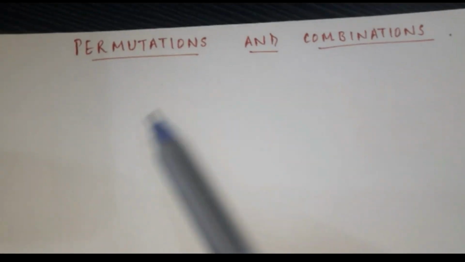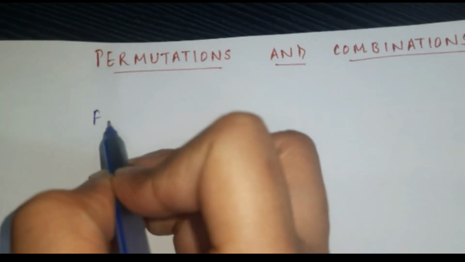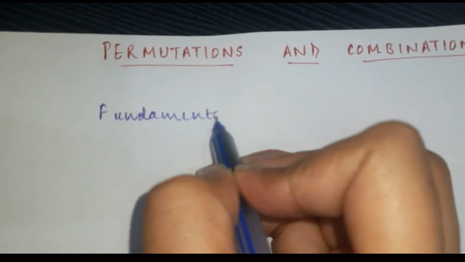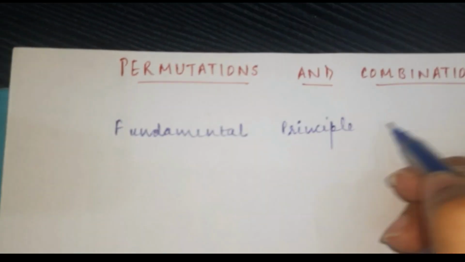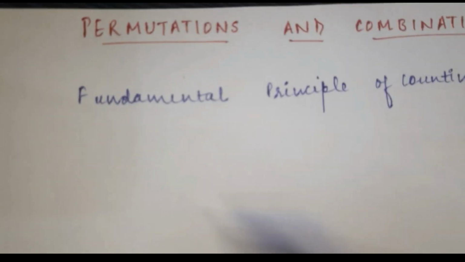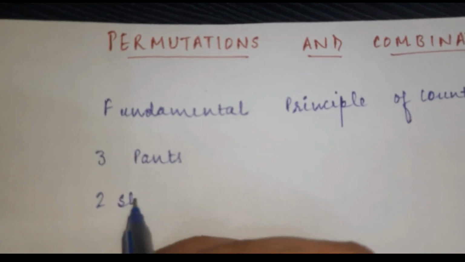So, to begin with permutations and combinations, we must first know the fundamental principle of counting. Fundamental principle of counting. Suppose a person has 3 pants and 2 shirts.